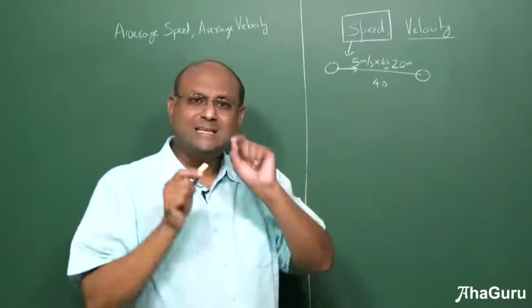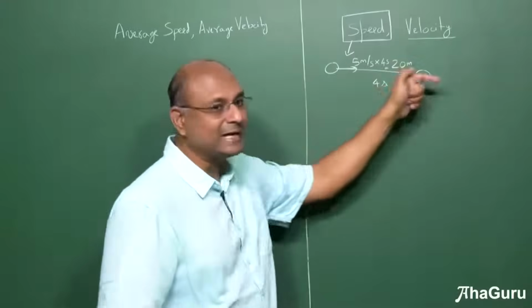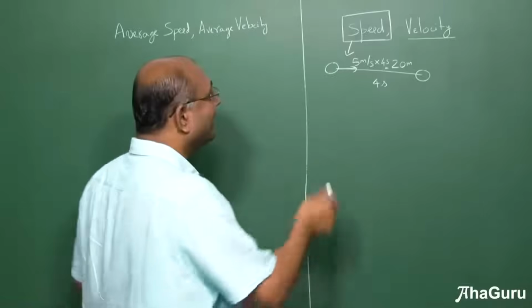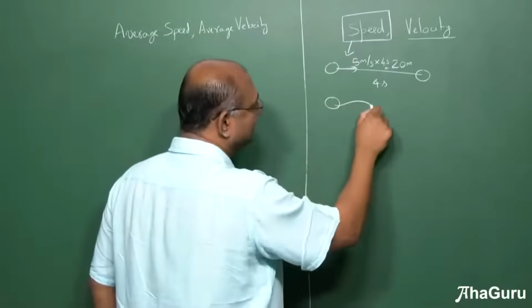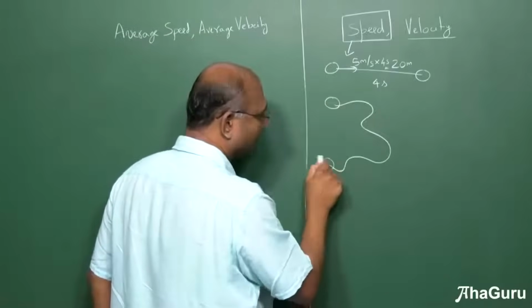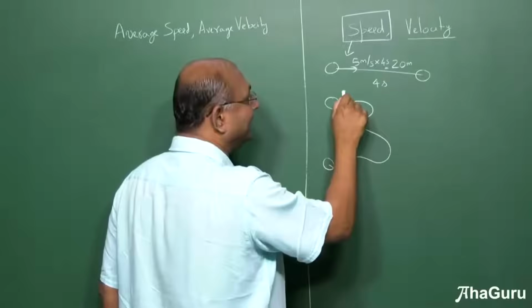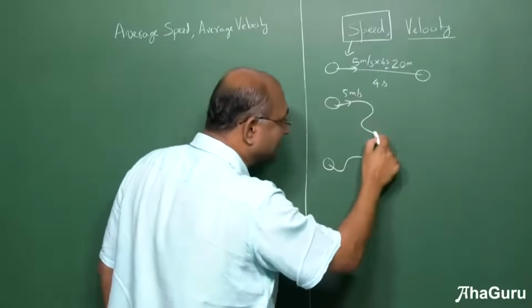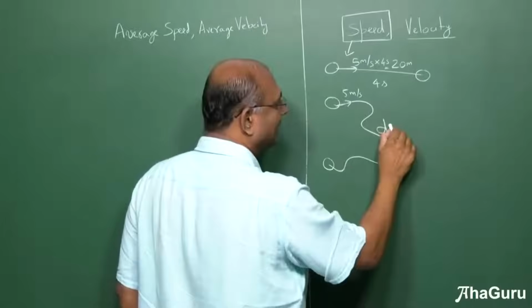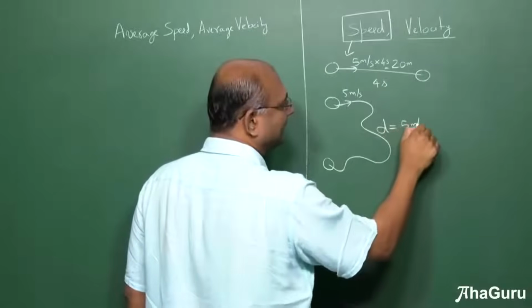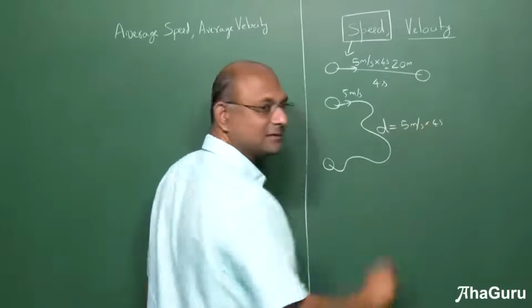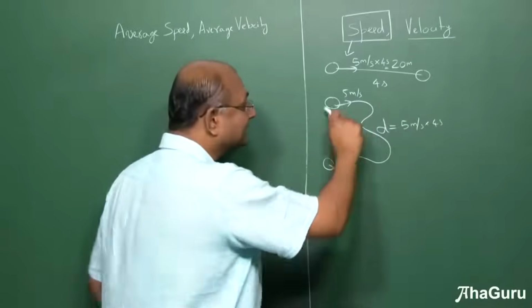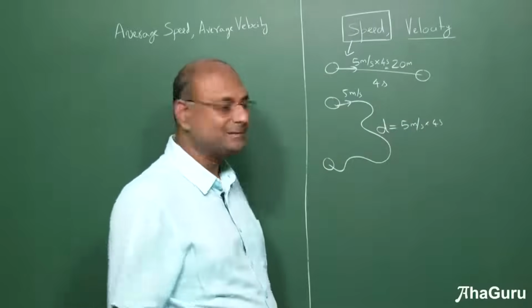Now, is it necessary that you have to go 5 meters per second in a straight line? No, right? I could have instead gone like this. But I could have always maintained 5 meters per second. Then this distance d will be equal to 5 meters per second into 4 seconds. It's still 20 meters, but it is the distance that is 20 meters, right?